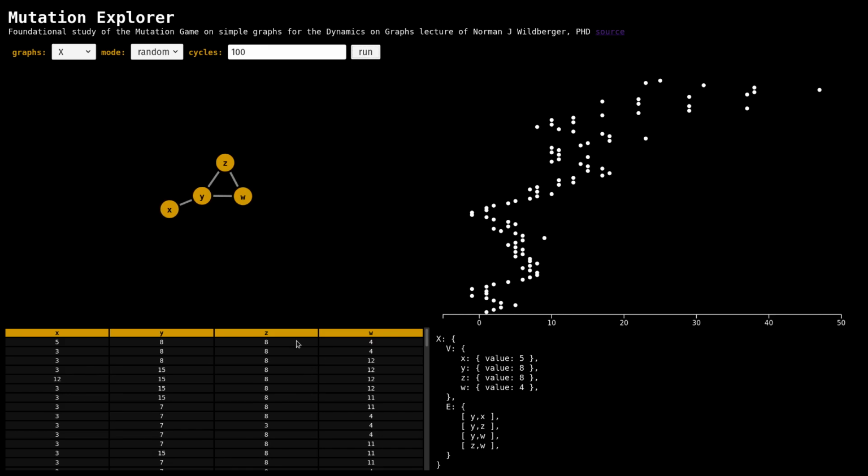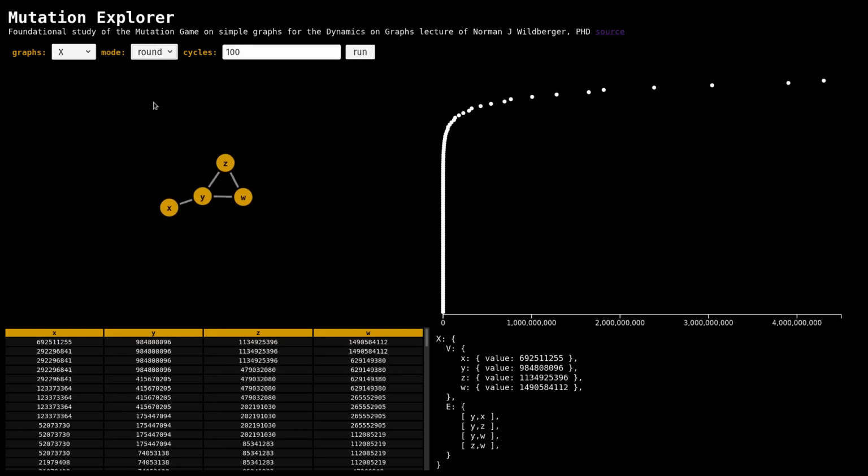Mutation Explorer also has two modes of operation. There's random, which is the default, which obviously selects a random vertex on each cycle, and round, which does a round-robin selection of the nodes in the order that they were defined in the graph.